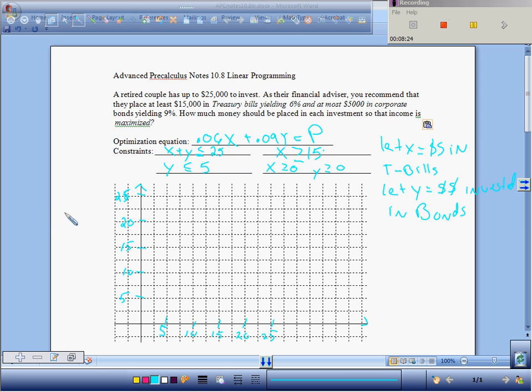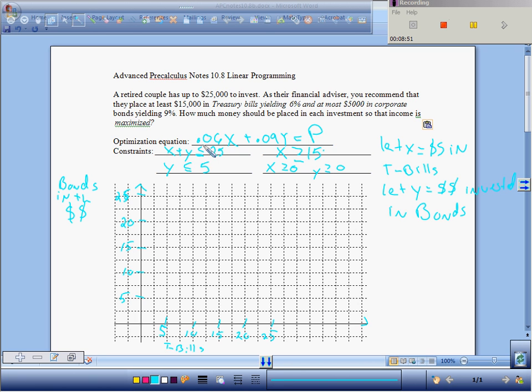So this is dollars. What is this on this axis? This is the y-axis. So this would be bonds in $1,000, and this is T-bills in $1,000. You don't have to do all that, but T-bills in thousands, okay? And so then you want to graph all these inequalities.